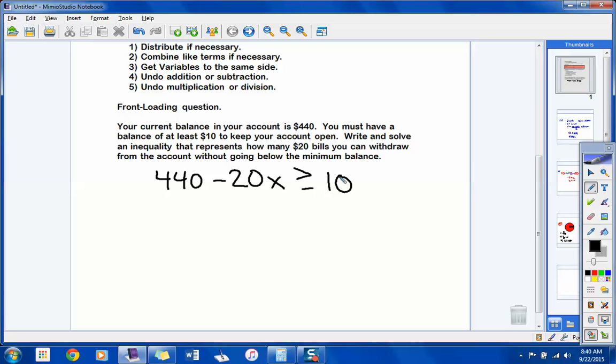Perfect. That was great. That's exactly the inequality we want right up there. So we're going to leave that up there, Emily. You hit it right on the head today. That's awesome. We're going to come back and look at how we solve this here in a second.